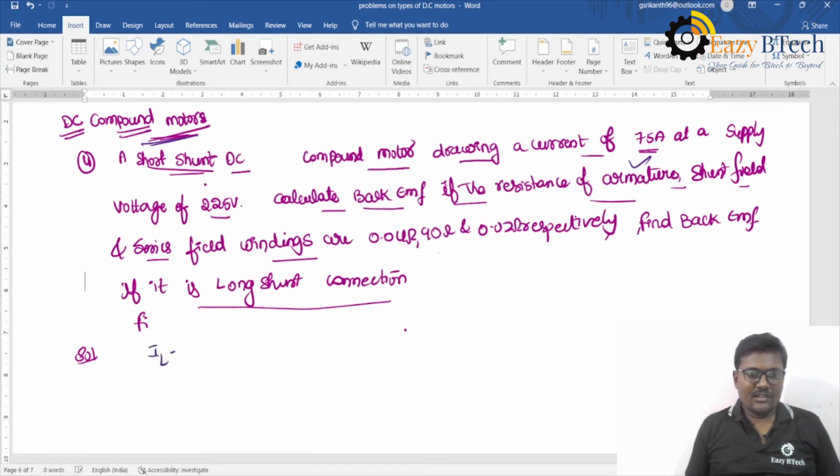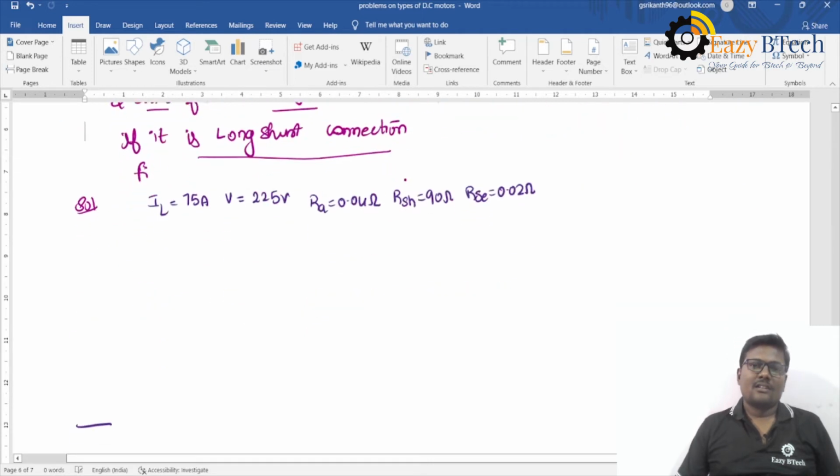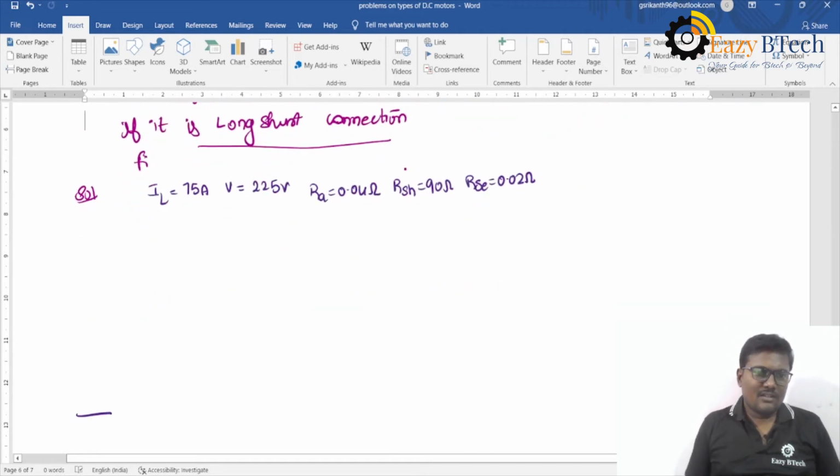Line current is 75 amperes. Supply voltage is 225 volts. Armature resistance is 0.04 ohms. And shunt field winding resistance is 90 ohms. And RSC is 0.02 ohms. So first draw the short shunt connection.